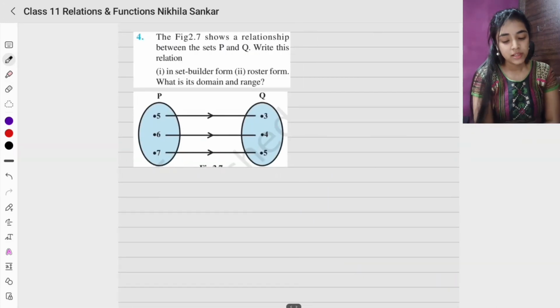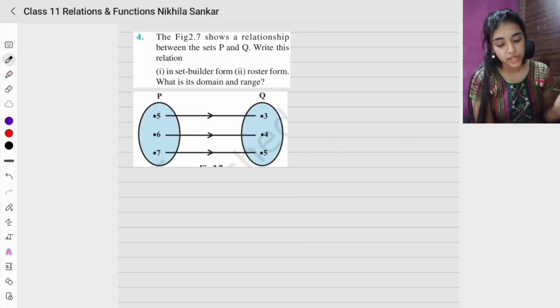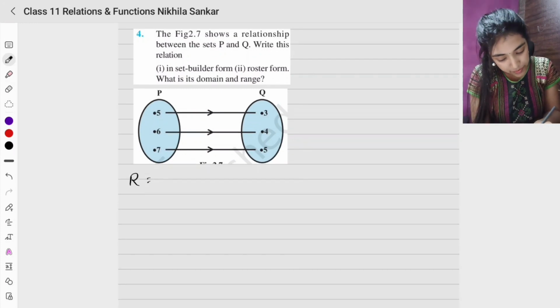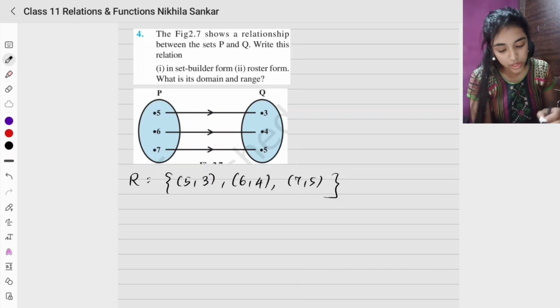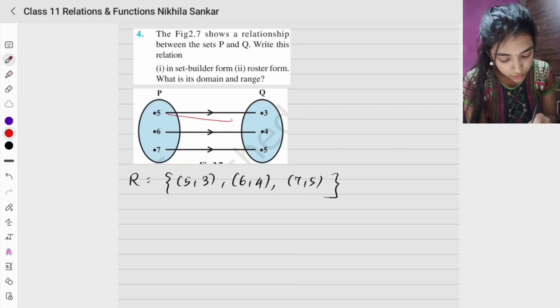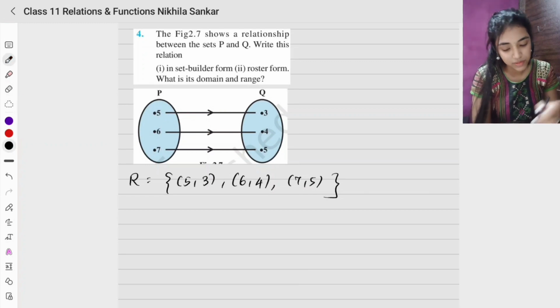Question number 4. Figure shows relationship between the sets P and Q. Write this relation in set builder form and roster form. Very easy. Okay, and the relation is going to be 5 and 3 are linked. So 5, 3, 6, 4, 7, 5. Pretty straightforward. Okay, so they have not put arrows for 5, 4, 5, 5. They haven't drawn those. Those would come in the Cartesian product, but it is not coming in the relation. Okay, please be very clear.